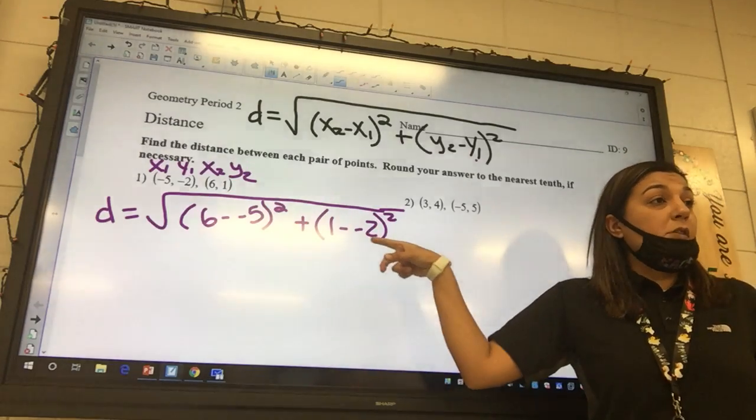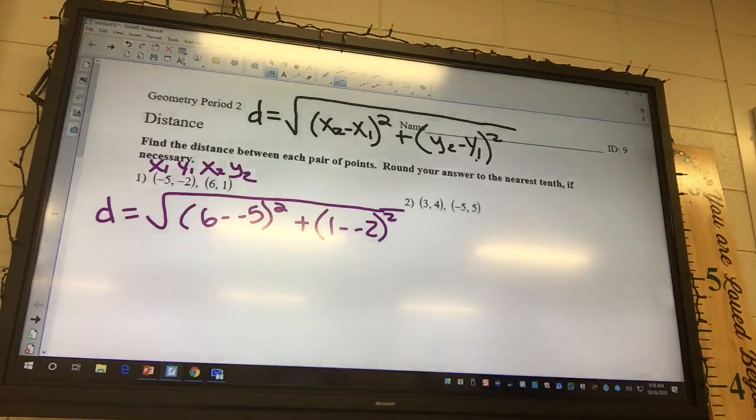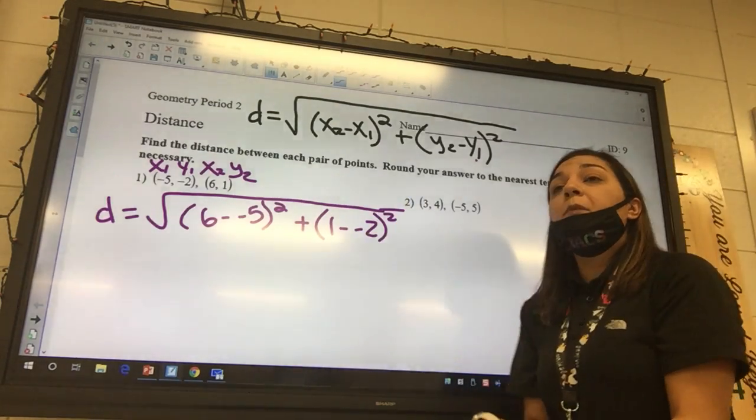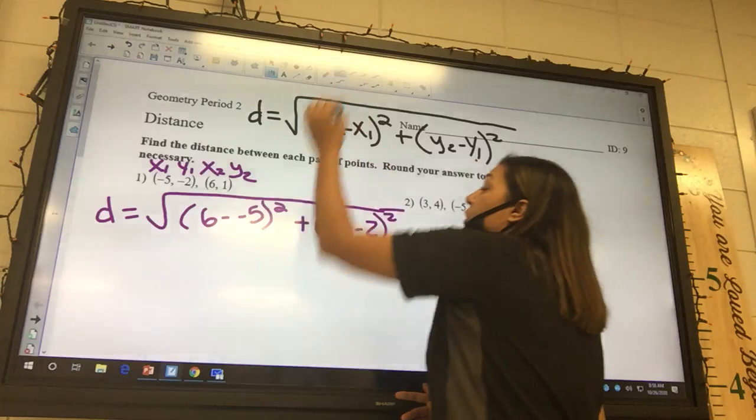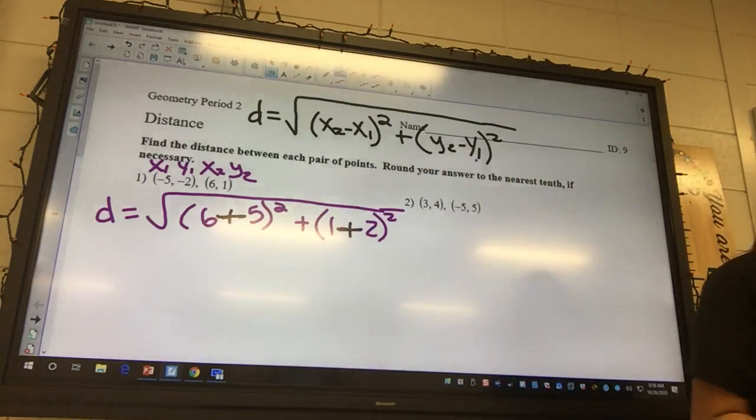So see how on these ones I got 2 negatives? What is 2 negatives really? Positive. It's a positive. So before you even type this in a calculator, check. We can change this one into a plus. We can change this one into a plus.